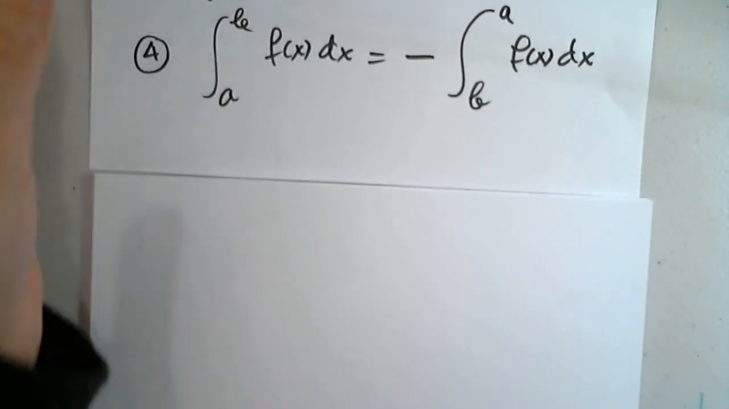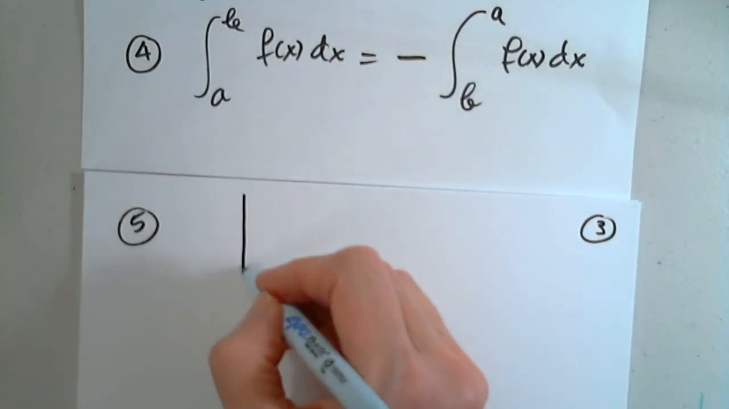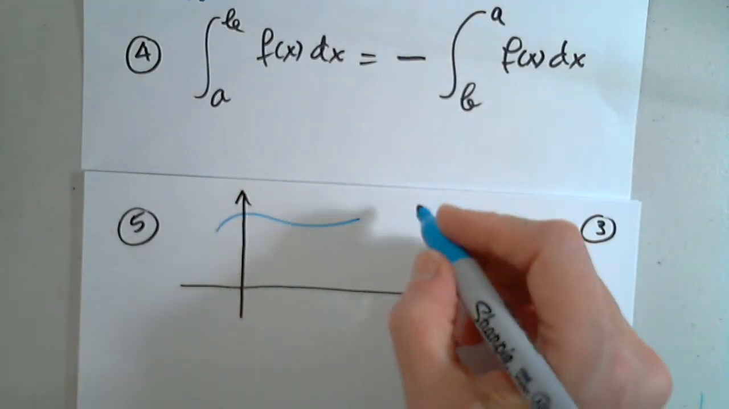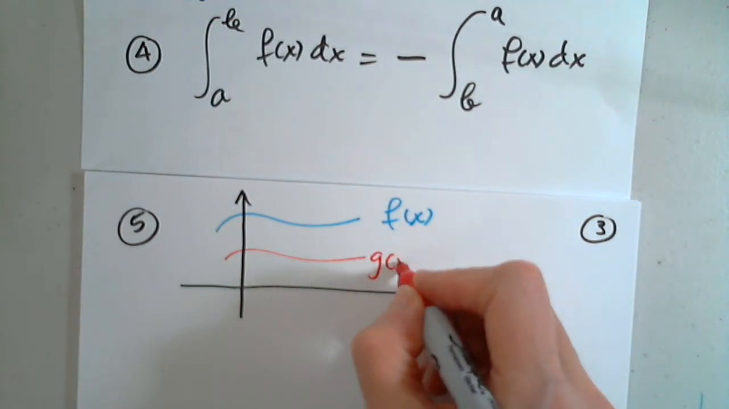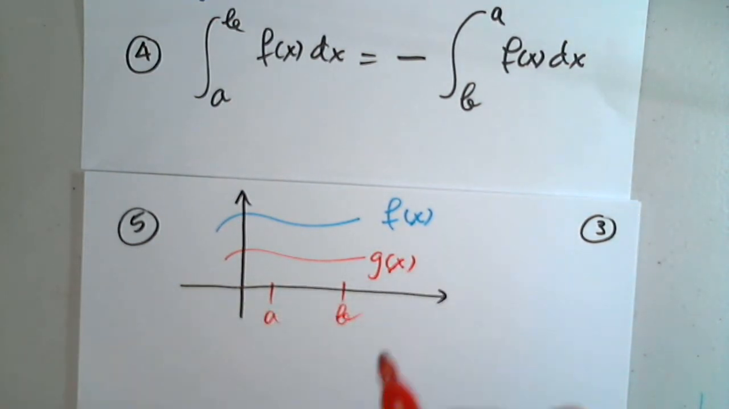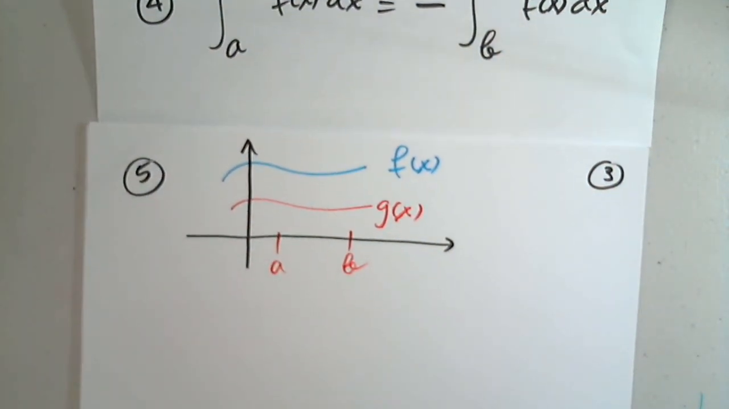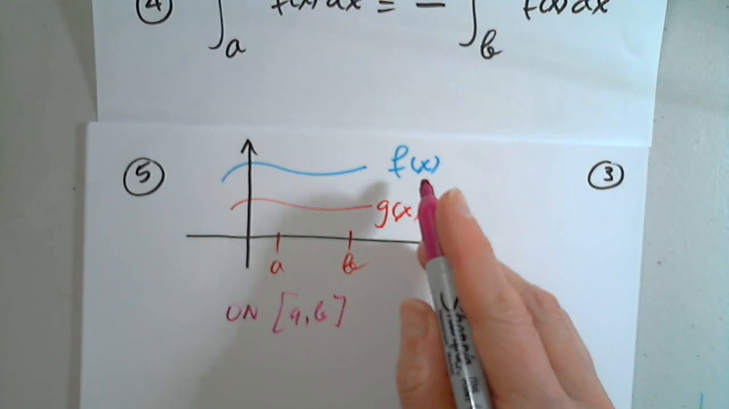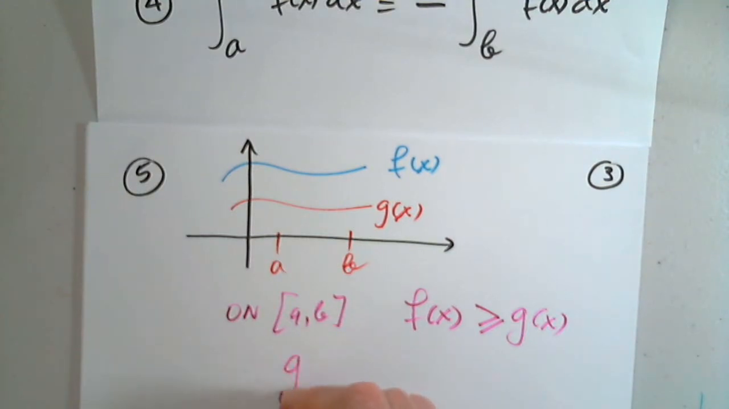Moving on. Property 5. So let's suppose I have two functions. I have function f of x, and I have function g of x on the interval a comma b. Now, here's my question to you. Would you agree that on a comma b, it appears that f of x from my graph is greater than or equal to g of x? Also can be written as g of x is less than or equal to f of x. Would you agree with that?